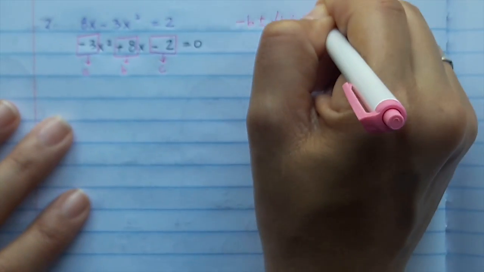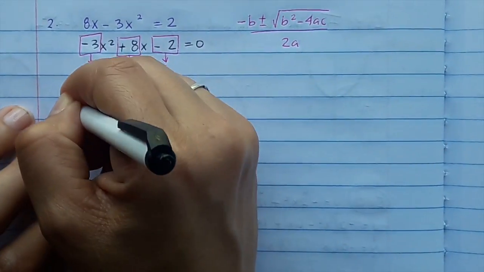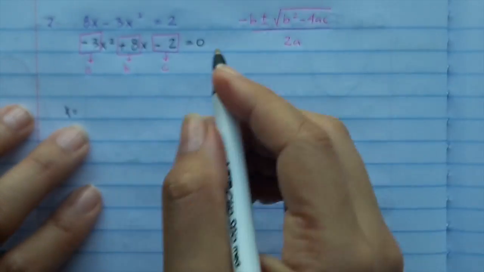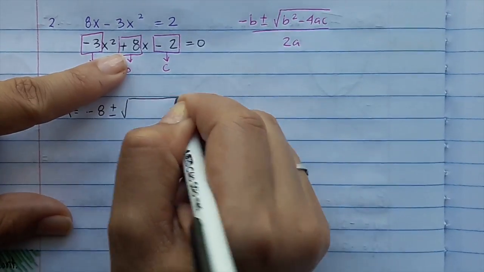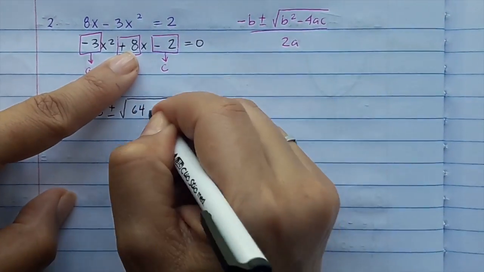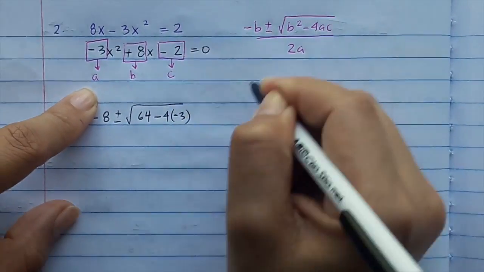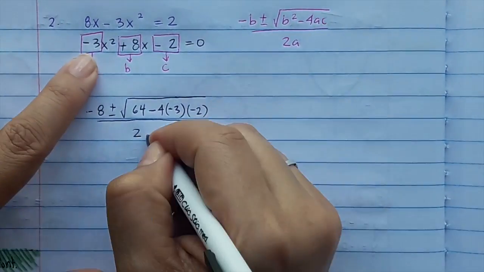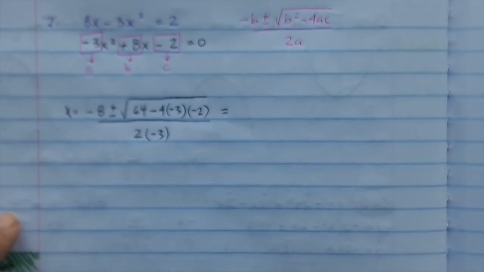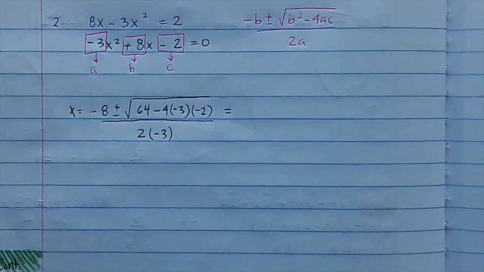Then plug it into your equation: negative b plus or minus the square root of b squared minus 4ac, all over 2a. Negative b, so negative 8 plus or minus b squared, which is 8 squared, which is 64, minus 4 times a, which is negative 3, times c, which is negative 2, all over 2 times a, which is negative 3. Simplify this, negative 8 plus or minus.